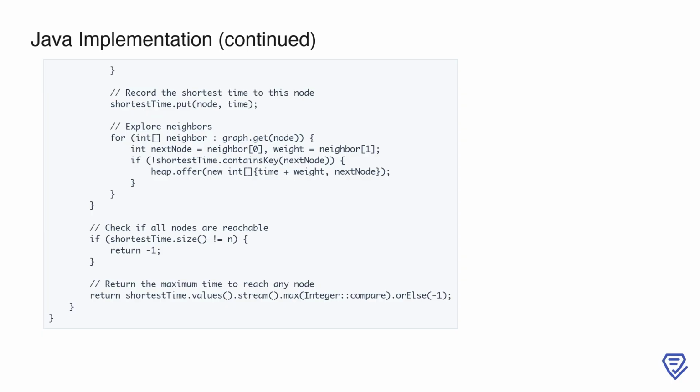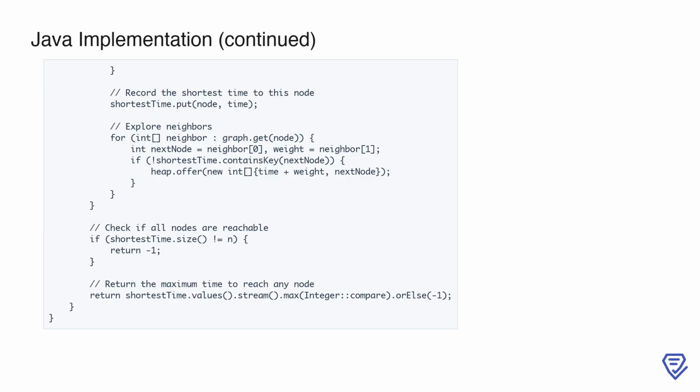For each neighbor, we calculate the new travel time as the current node's time plus the edge weight. If the neighbor hasn't been processed yet, we add it to the heap with its updated travel time. This allows us to continue exploring nodes in order of increasing travel time.